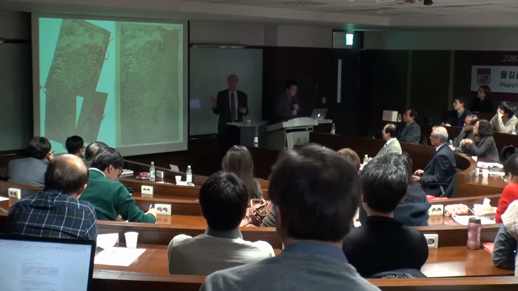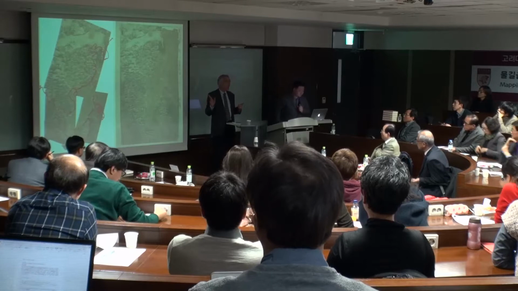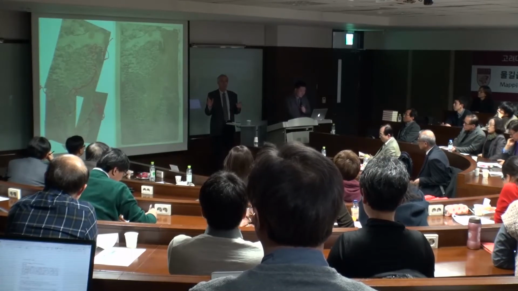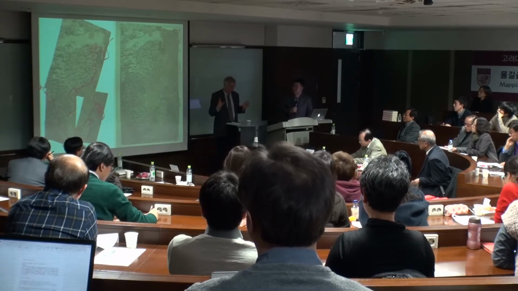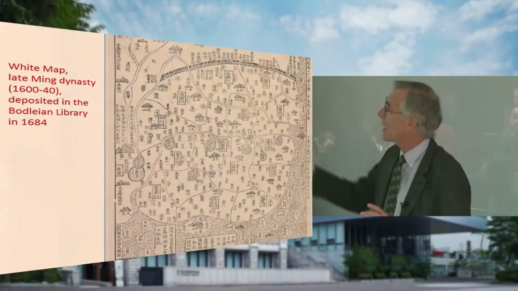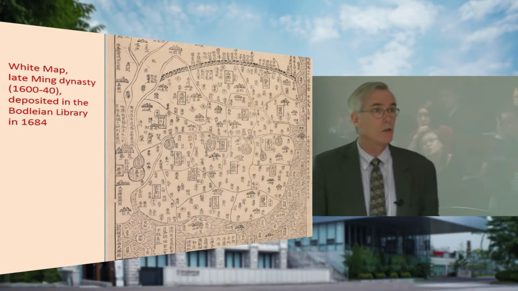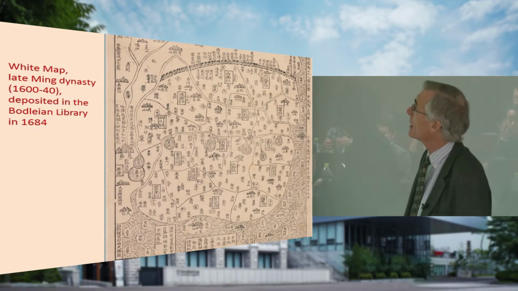In fact, the first time I saw the map, I thought perhaps it was a forgery, because there is a big market for forged Chinese maps at the moment. Now, why did I think that? It's because this is how a map of China should look at the end of the Ming Dynasty.